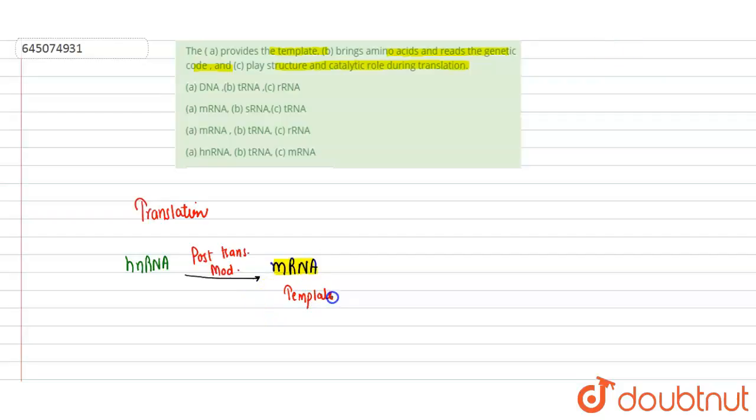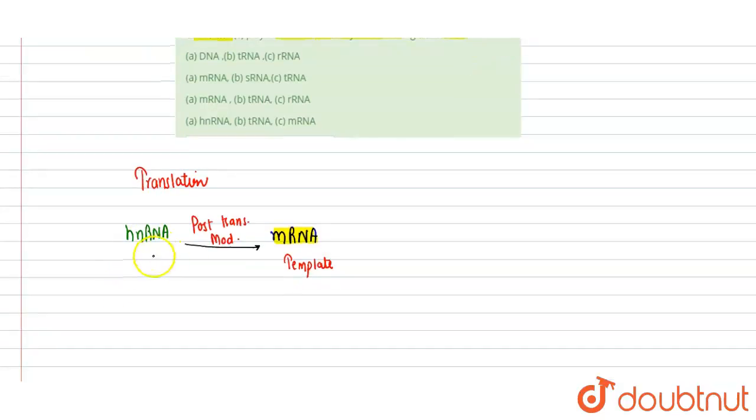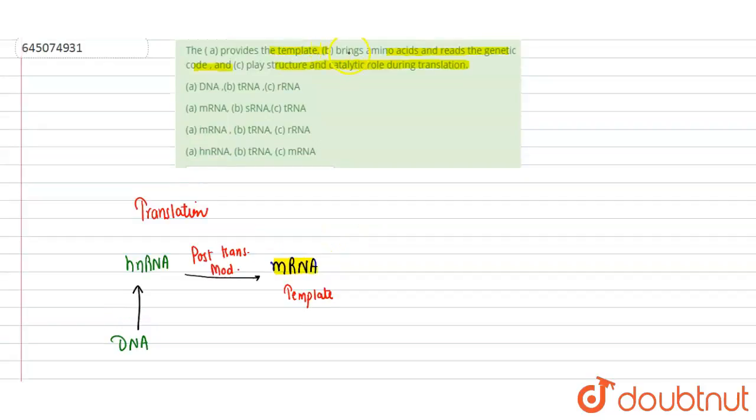And if you see hnRNA, that is heteronuclear RNA, that is formed from the DNA. So the template is only the mRNA. Now mRNA provides a template. Second is the blank that brings amino acids and reads the genetic code.